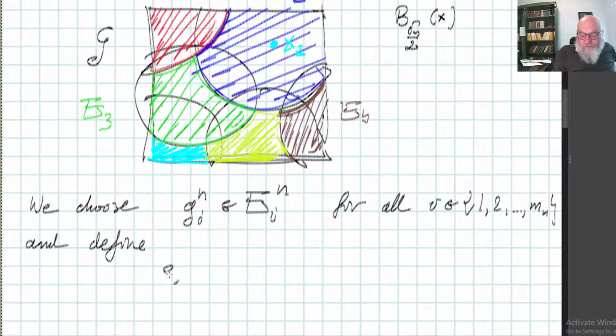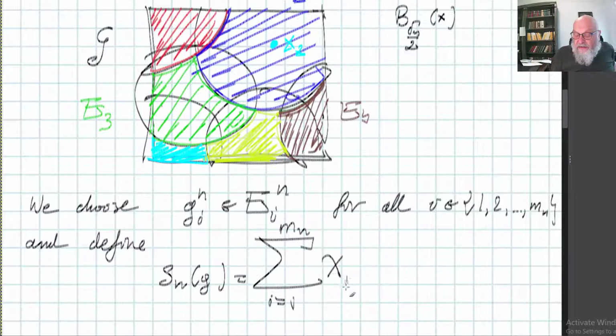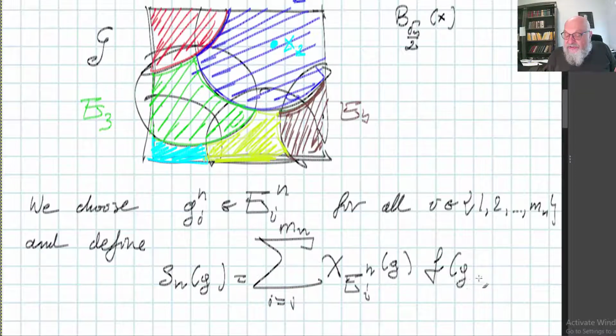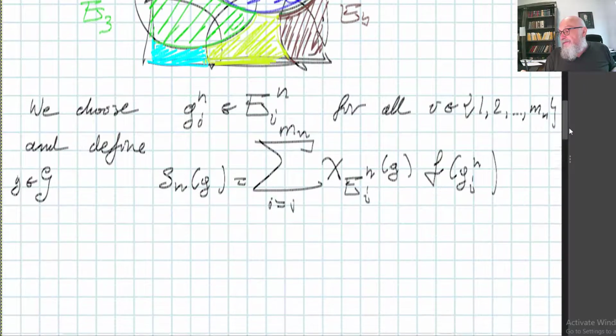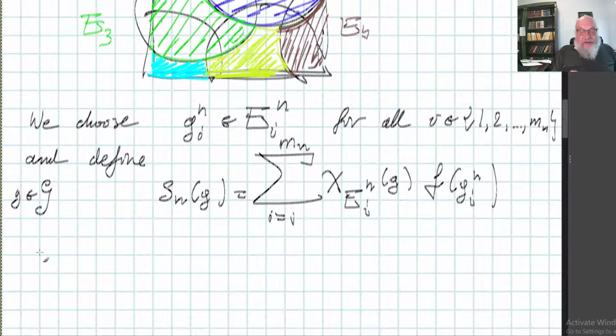So here we have S_n of g equal to the sum for i equal to 1 to m_n of the characteristic function of the set E_{i,n}, again of g, times f of g_{i,n}. So S_n is a simple function. That's our simple function.